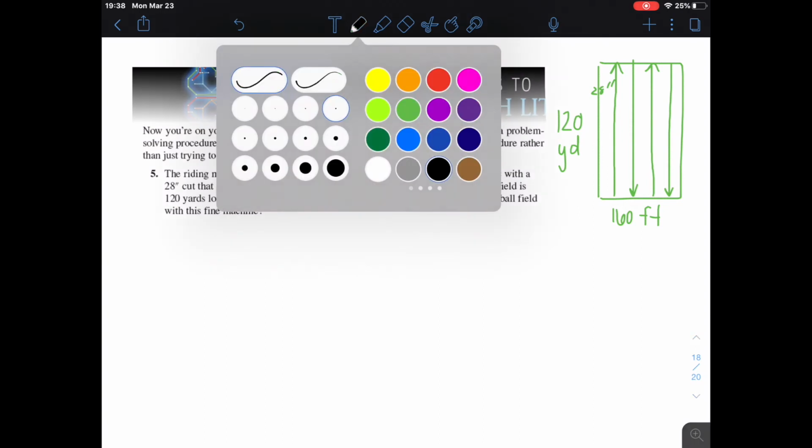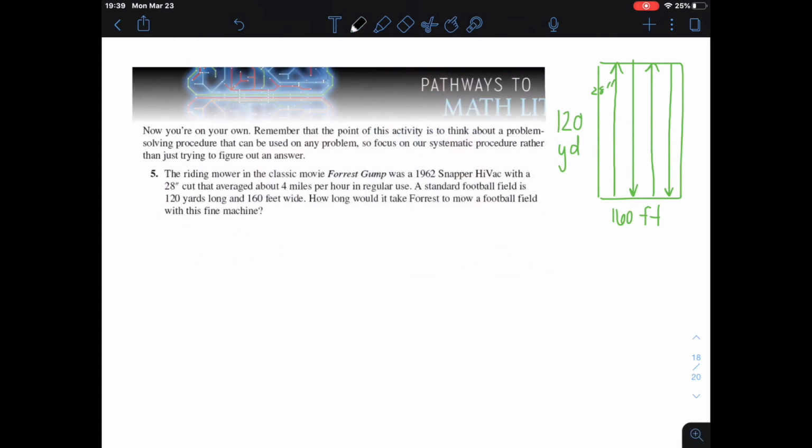So you can tackle this problem in a bunch of different ways. I think the easiest thing to do is you first want to figure out how many passes he is going to make. And then you want to figure out how long for each pass. If you can figure out these two things, you just multiply the two together, and that tells you how long it'll take to mow the football field.